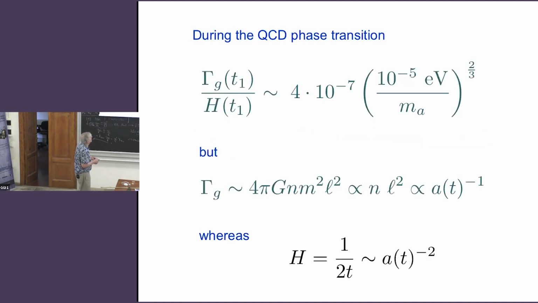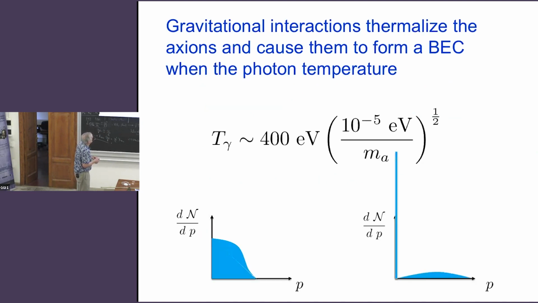I have to go fast. This happens when the photon temperature, so for the 400 eV, we claim that in a homogeneous universe, it goes from this to that. So that's a difference now between axions and WIMPs. WIMPs don't do that.